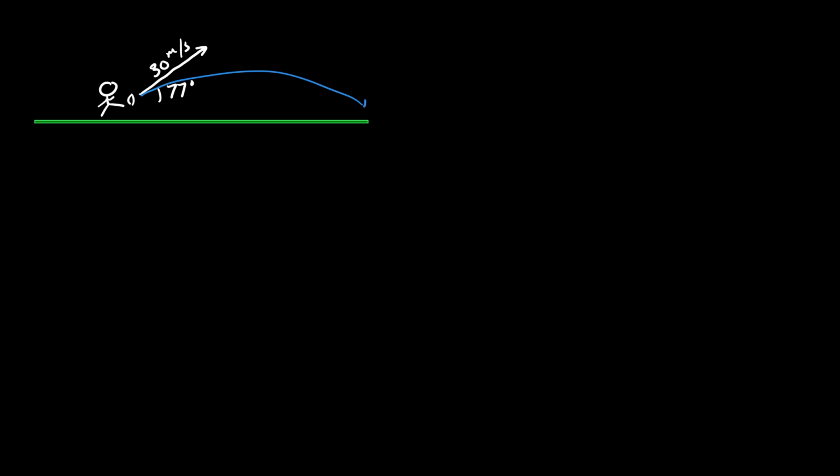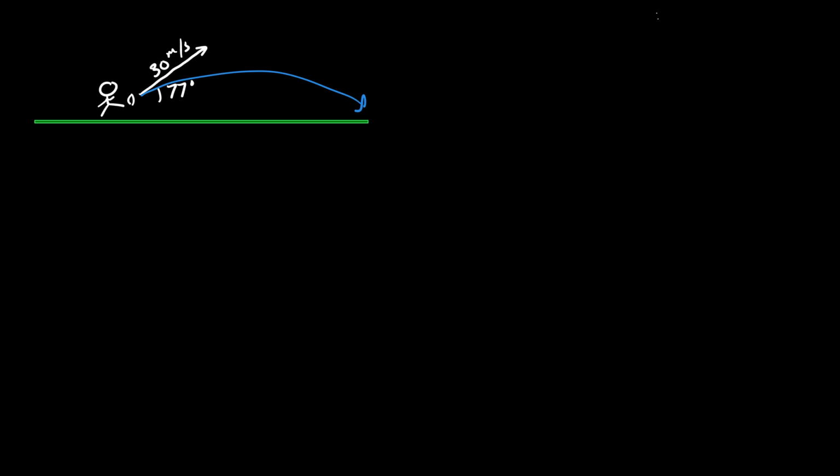I'm going to draw a quick picture of that. So field, football player, football, punted at an angle of 77 degrees and a speed of 30 meters per second. I think we can probably all agree the ball goes up and back down. We want to know where the ball lands downfield.